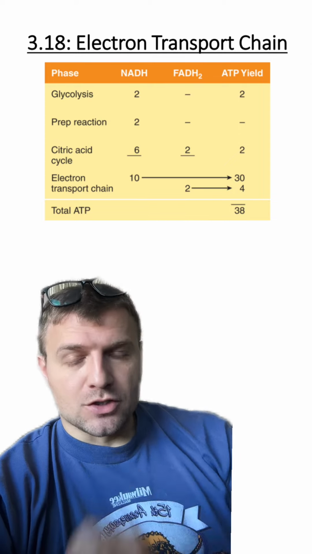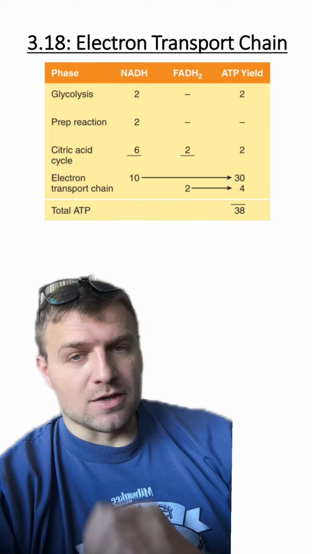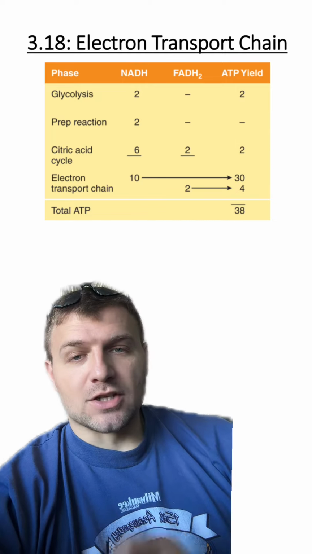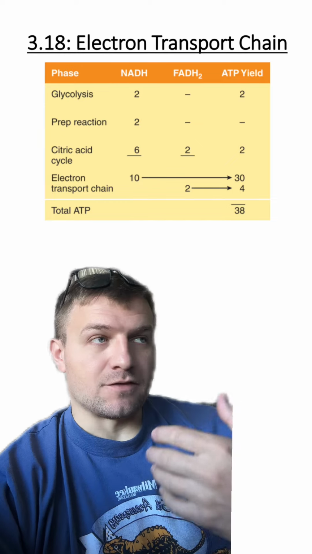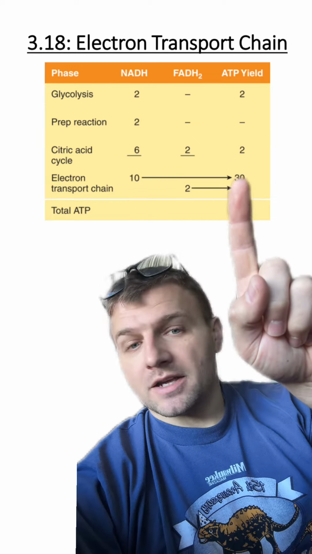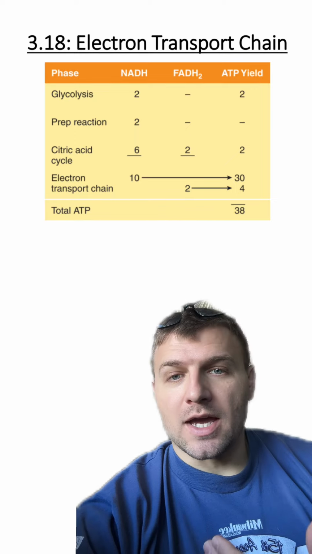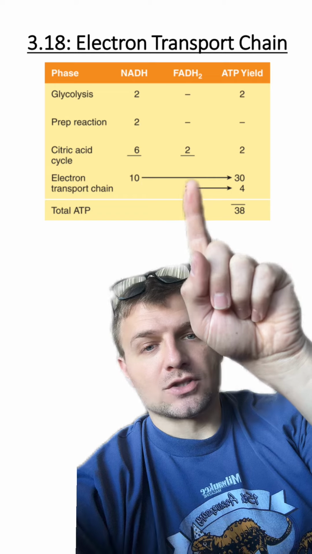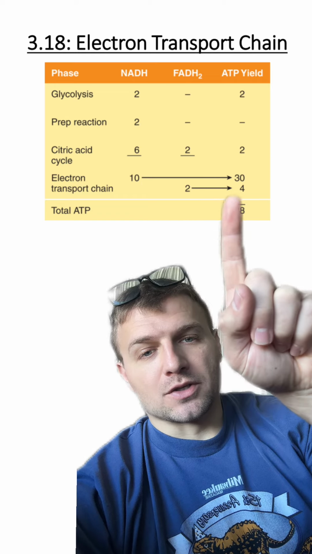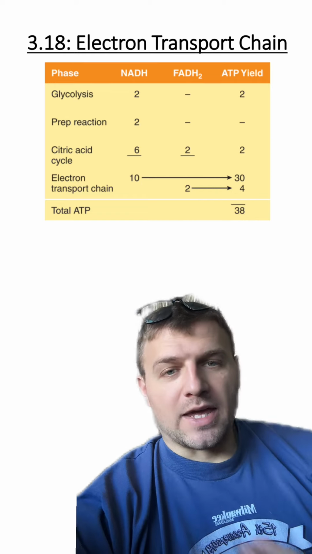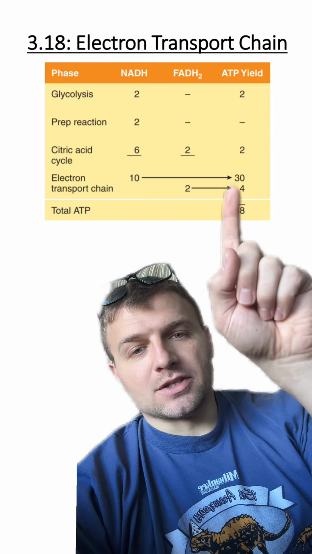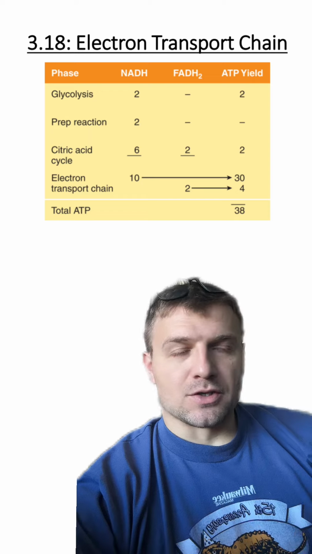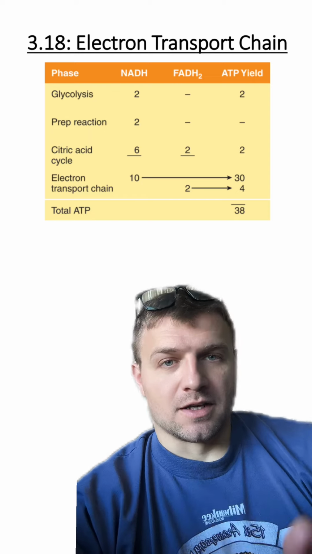Remember that we produce 2 NADH in glycolysis, 2 in the prep step, and 6 in the Krebs cycle or the citric acid cycle. That's a total of 10 NADH. If you multiply it by 3, you'd get 30 ATP. Remember, we made 2 FADH2s in the Krebs cycle, and that's the only place we produce them, but they make 2 ATP each, so they're going to produce 4 ATP in all. We add these 34 ATP to the previous 2 and 2. This is where we get that 38 total ATP produced per glucose through aerobic cellular respiration.